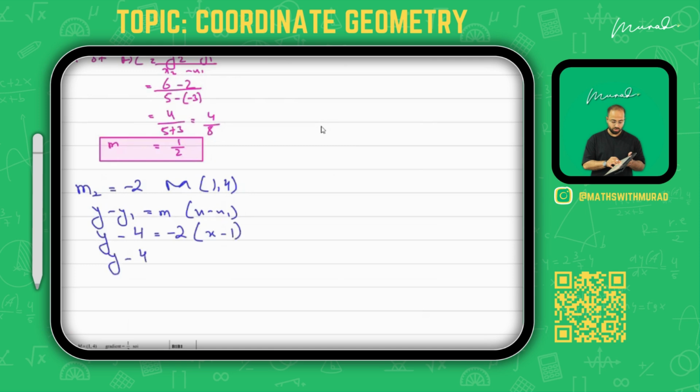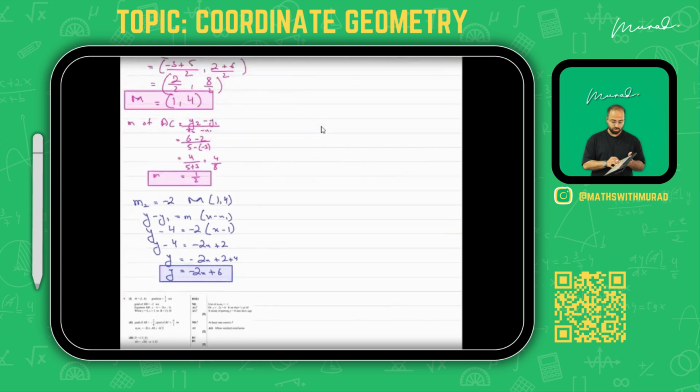This will become y minus 4 minus 2x plus 2. And the equation of this line is going to be now y equals minus 2x plus 2 plus 4, and that is going to be y equals minus 2x plus 6. This is the equation of the line, right?